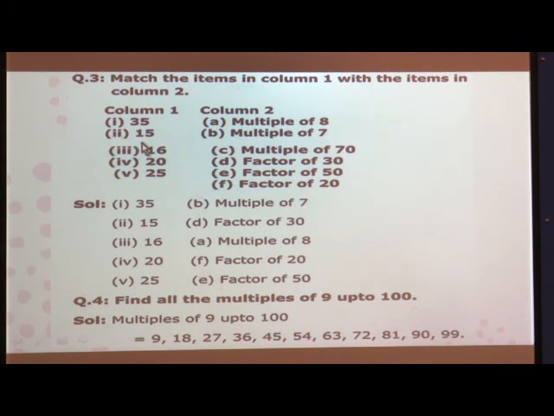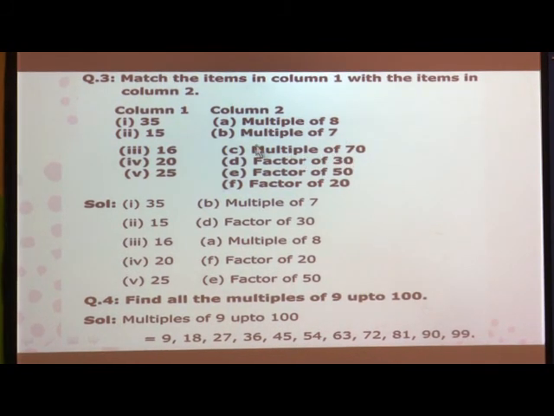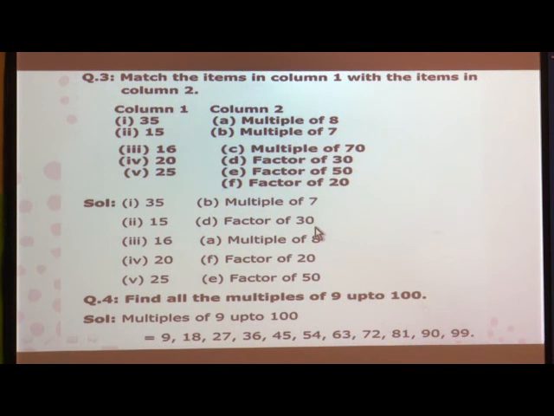Now, the next one is 15. What is 15? It can be a multiple of 8? No. Multiple of 7 is already over. Multiple of 70? No. Factor of 30? Yes, because 15 is a factor of 30. So, for 15 the option is D, that is factor of 30.